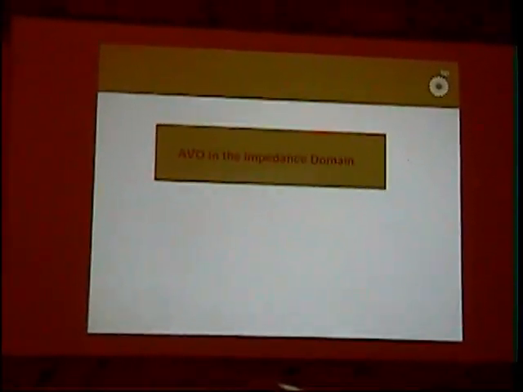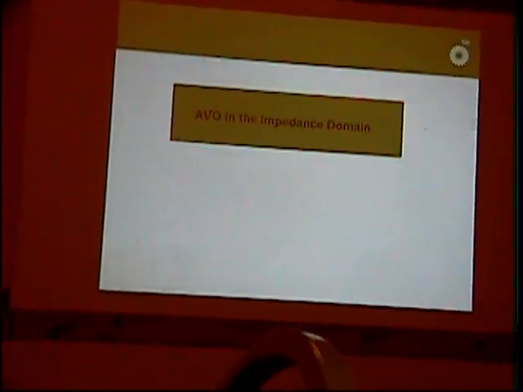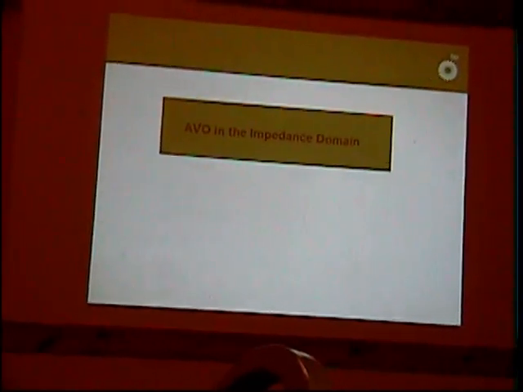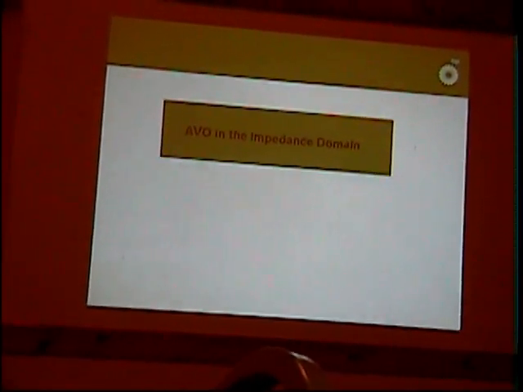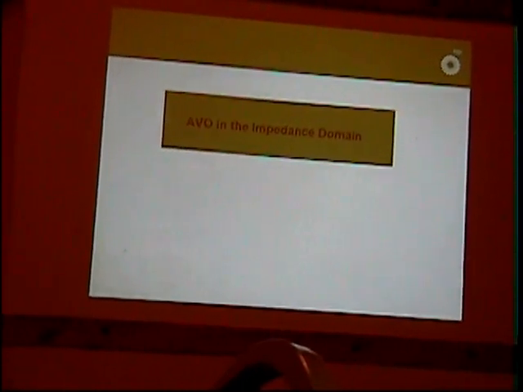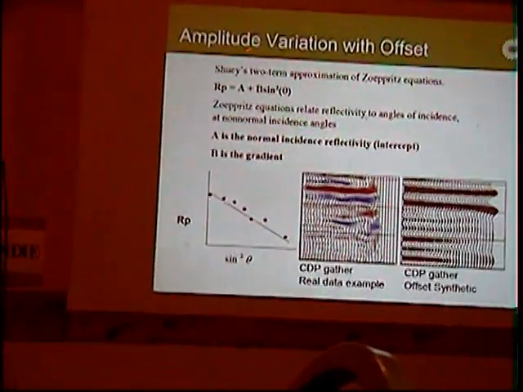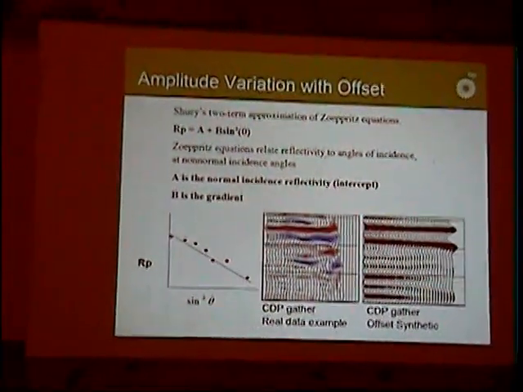Typically we think of AVO in terms of reflectivity. So, standard reflectivity data, but there's so much more that you can pull out if you look at amplitude variation with offset in the impedance domain. And there's a lot of published work on this. Okay, amplitude variation with offset.